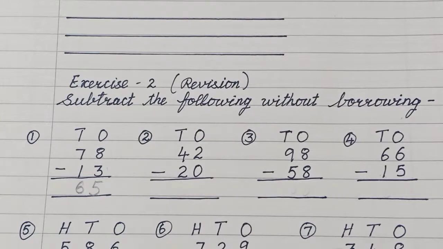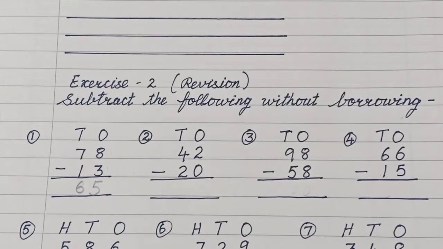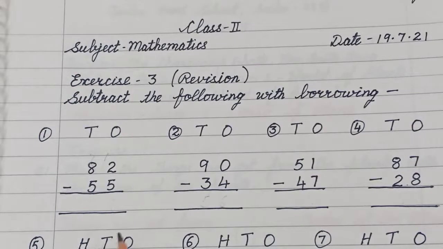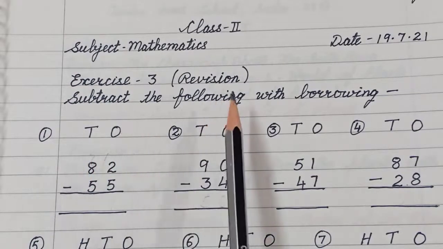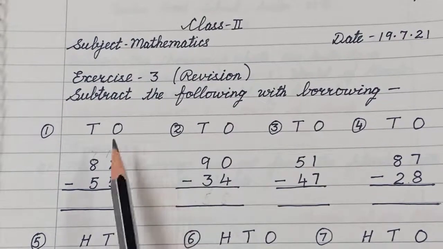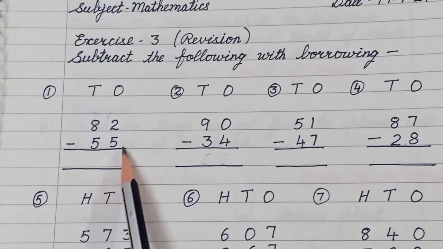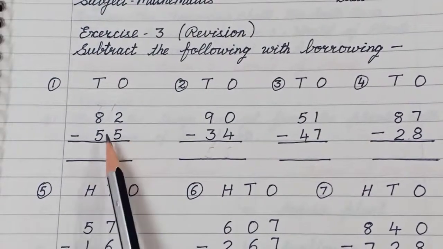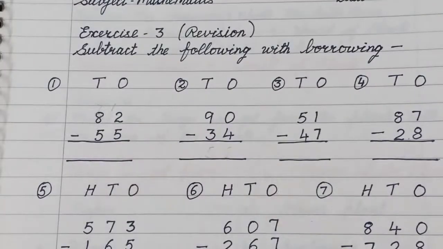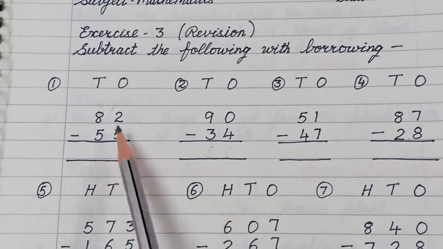Now there are all these sums. You will do it yourself and answers you will get on Thursday. Now exercise number 3, it's again revision. Subtract the following with borrowing. Now you have to borrow and subtract. Let's do one sum and the rest you will do yourself.